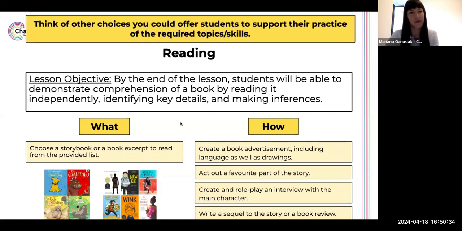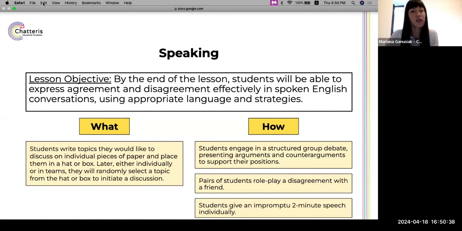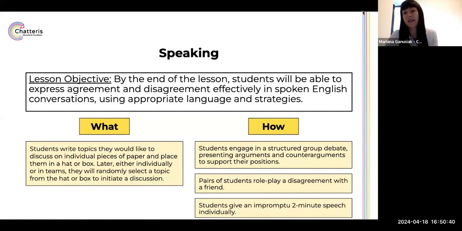All right, and I'll skip this one for now. And then imagine you're teaching a speaking lesson, and let's say your main objective is for students to be able to express agreement and disagreement, and of course, using the appropriate language and appropriate strategies.